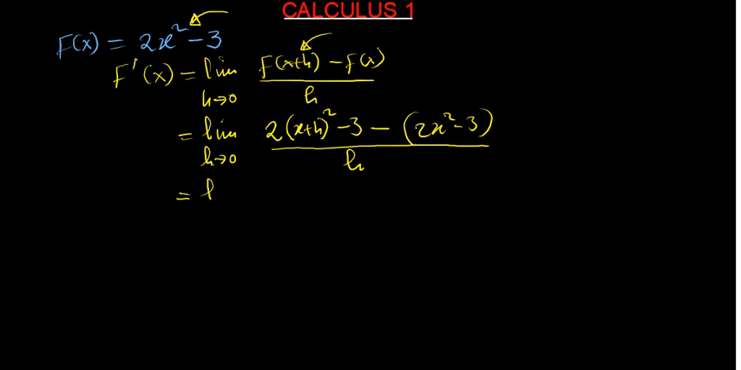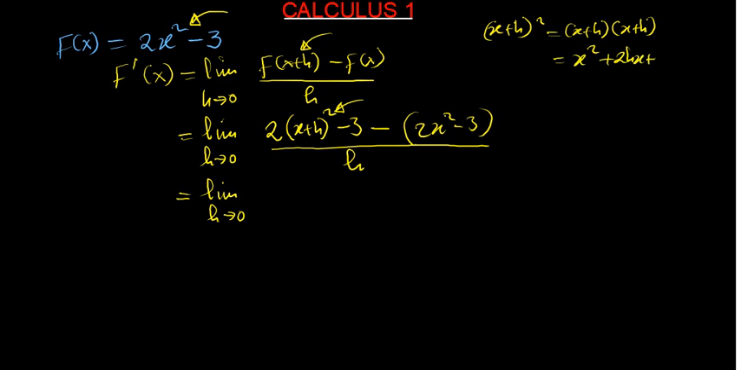So that continues, that gives us the limit as h approaches 0 of, let's expand what we have here. So if we've got (x + h) squared, what does that mean? So this means we've got (x + h) and then times (x + h), isn't it? So if we expand, this is going to give us x squared plus 2hx plus h squared.